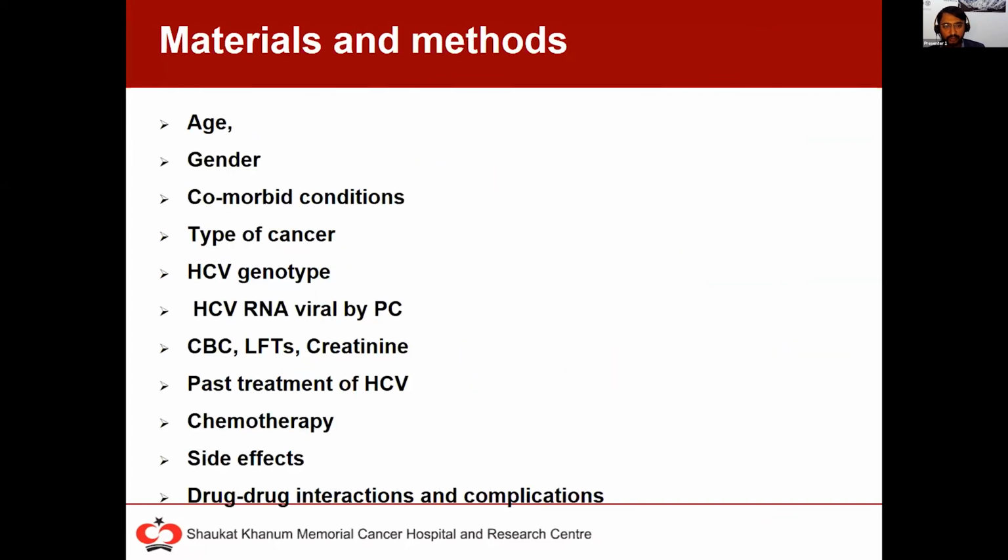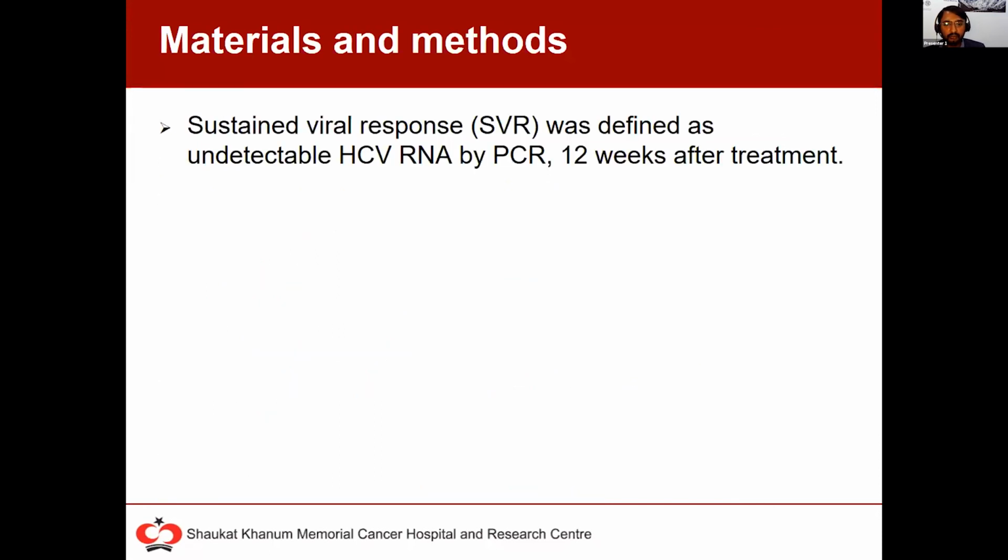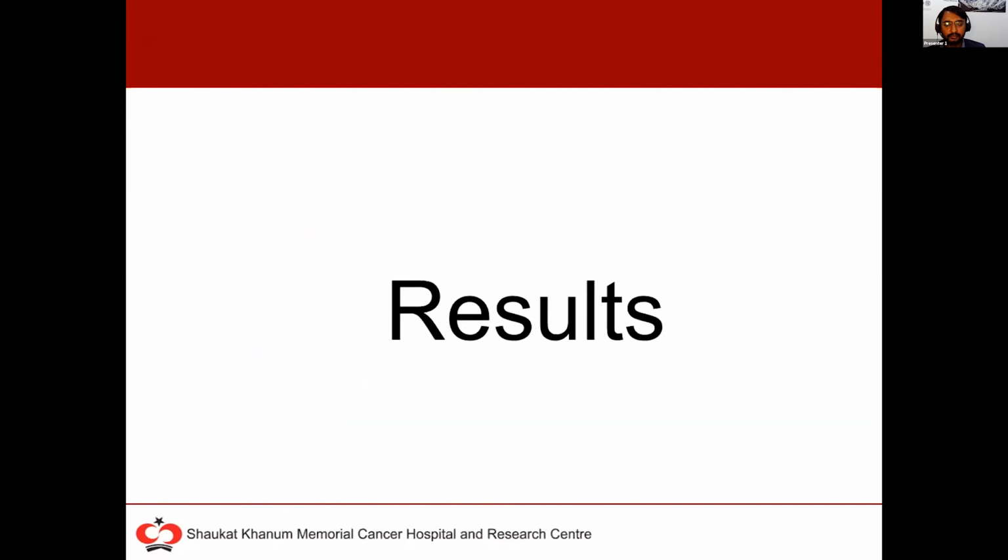The patients' demographics, including the age, gender, comorbid conditions, type of cancer, HCV genotype, HCV RNA by PCR, CBC, LFT, creatinine, past treatment of hepatitis C, chemotherapy, side effects, drug interactions, and complications were recorded. Sustained viral response, SVR, was defined as undetectable HCV RNA by PCR at 12 weeks after treatment. So let's discuss the results.